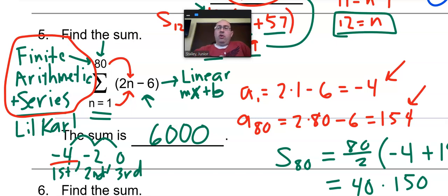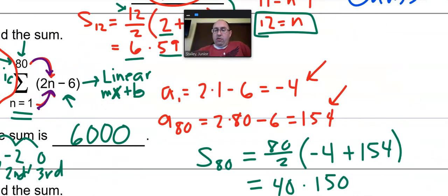You'll see that I drew arrows at the beginning here because I'm plugging in a 1 to find the first term, plugging in an 80 to find the last term. And now I can use little Carl's formula, right? We know that there are 80 terms, 80 over 2, -4 is the first term, 154 is the last term. Plug it in, multiply it together, we get 6,000 in this case. That's what you get when you add all 80 numbers together.